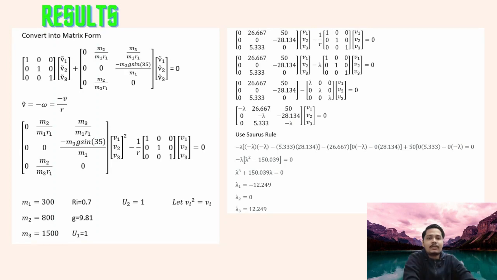After we substitute all the values, we will get a matrix of values which is 0, 26.667, 50, 0, negative 28.134, 5.33 and 0. We also let 1 over R is equal to lambda. Then we multiply the lambda with the identity until we get the final matrix form. After that, we're going to use Sarrus' rule to solve this problem. And then we get the values for lambda 1, lambda 2 and lambda 3, which is lambda 1 is equal to negative 12.249, lambda 2 is 0 and lambda 3 is 12.249.